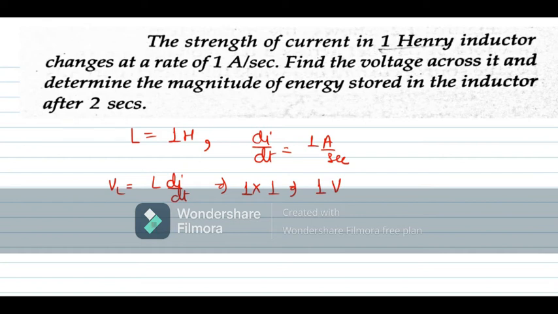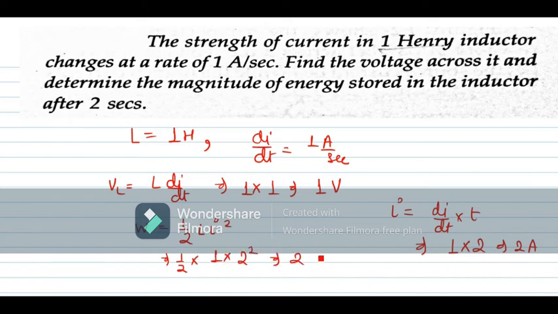Next is the energy that is stored in the inductor. It is given as W is equal to half into L into I square. Here I is equal to di by dt into time, so di by dt is 1 ampere per second into time is 2. This gives us 2 ampere. Substituting the values, half into L is 1 into I is 2, so we get 2 joule energy. So 2 joule energy is being stored across the inductor.